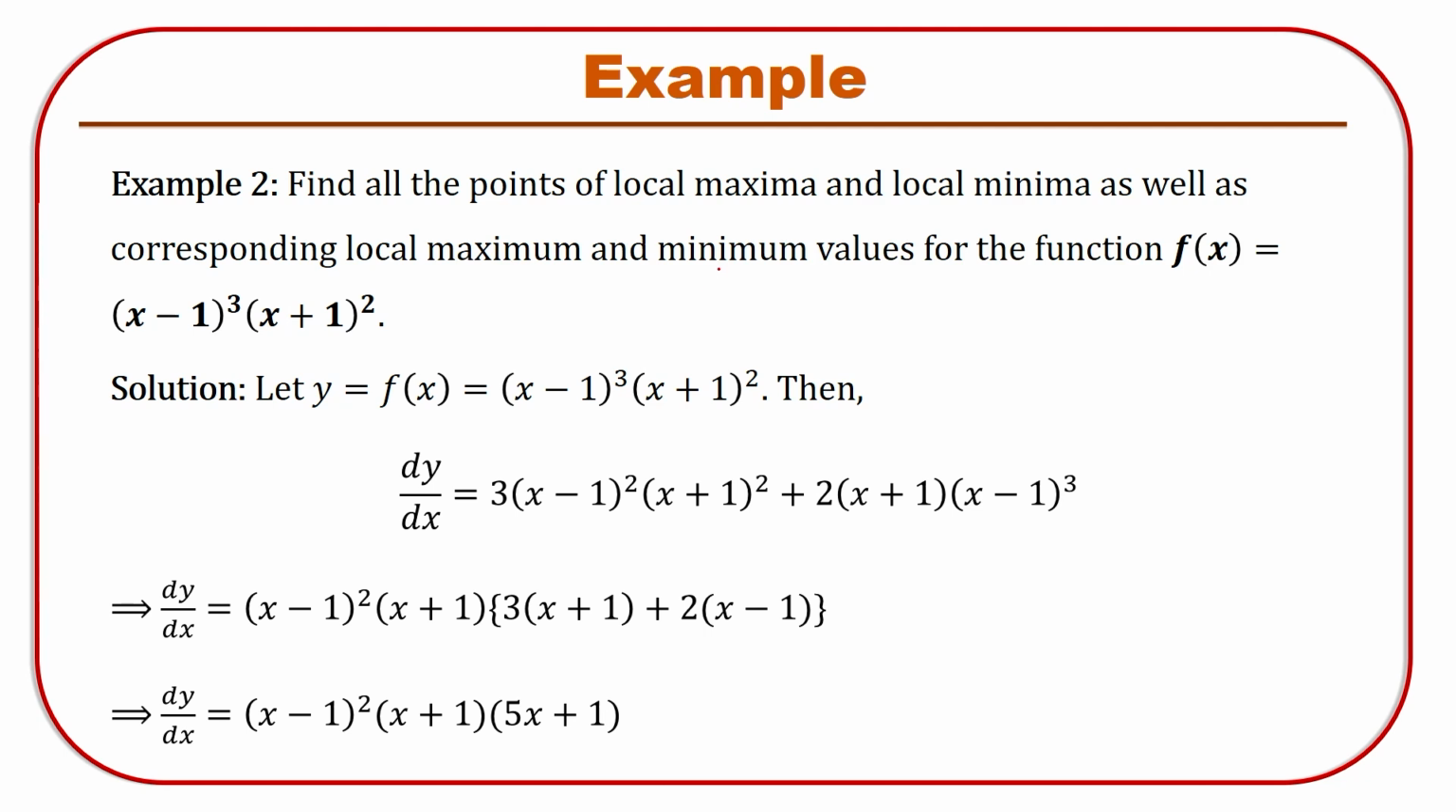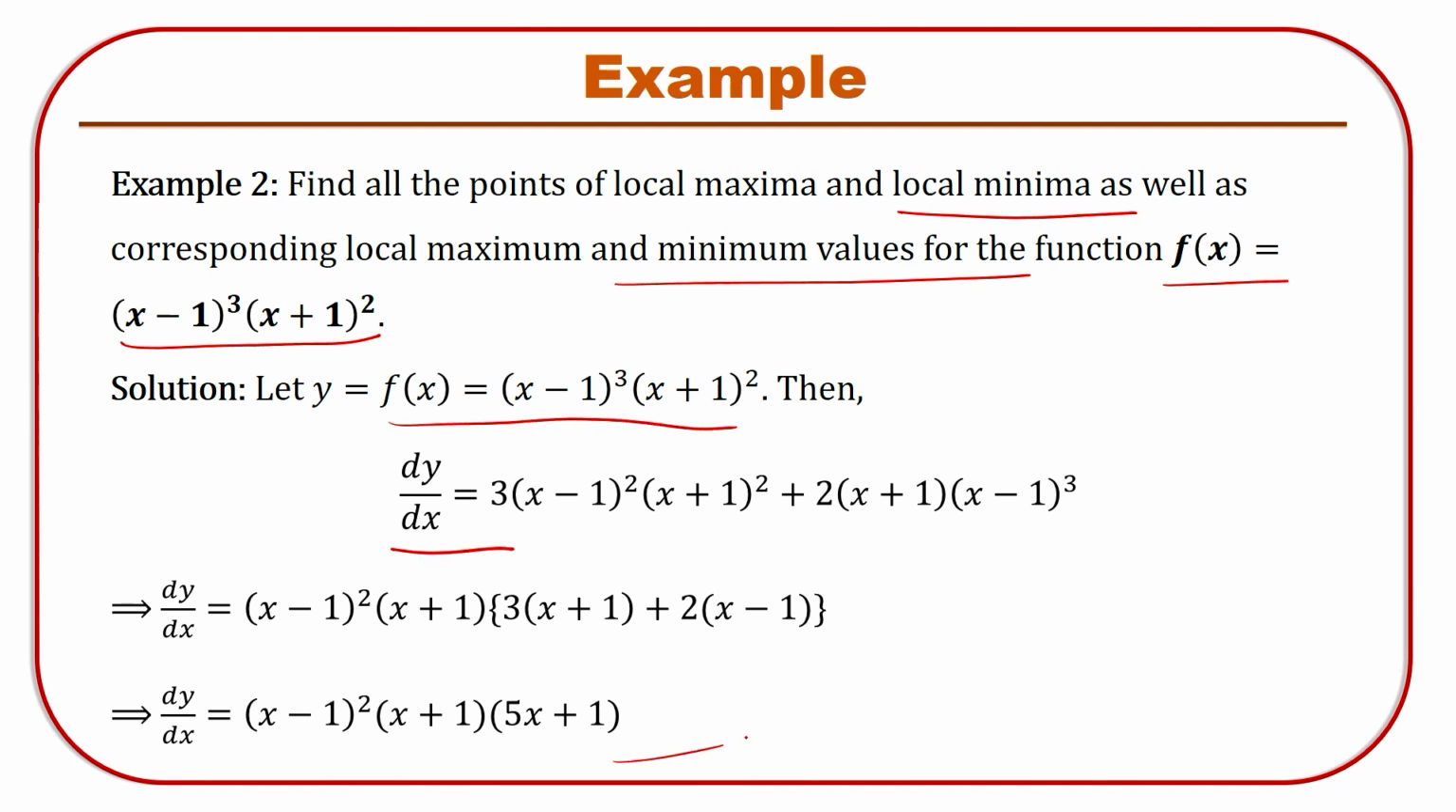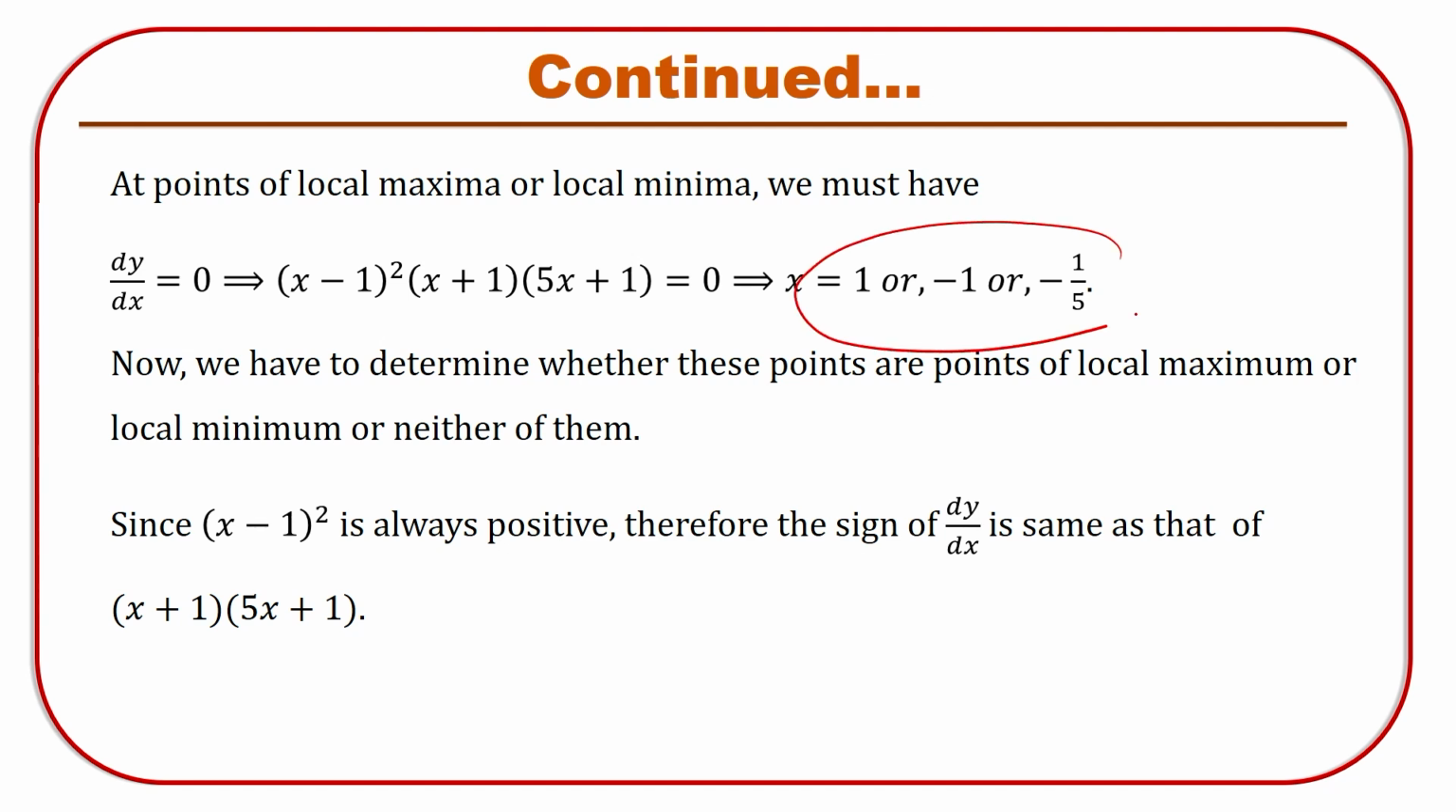Example 2: find all the points of local maxima and local minima as well as the corresponding local maximum and minimum values for the function f(x) equal to (x minus 1) whole cube into (x plus 1) whole square. So, let y equal to f(x) and then find dy by dx, equate it to 0, and you will find the 3 points: x equal to 1, minus 1 or minus 1 by 5. So, you have 3 points here: minus 1, 1 and minus 1 by 5.